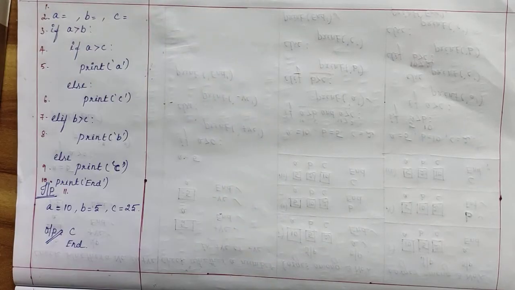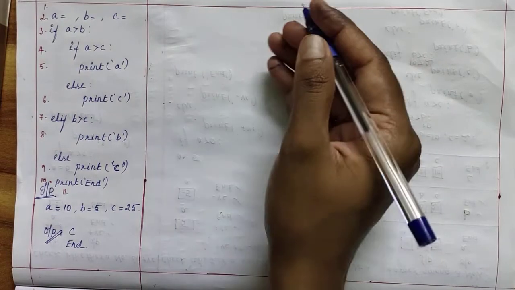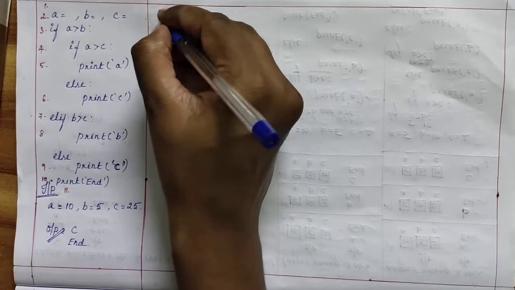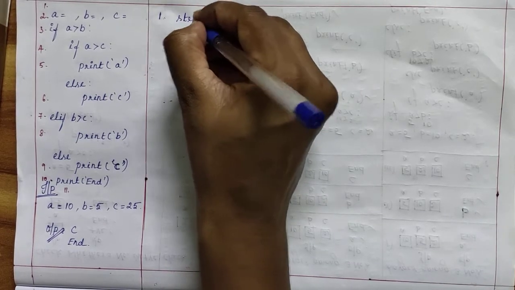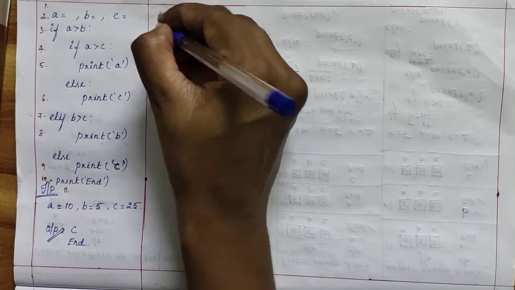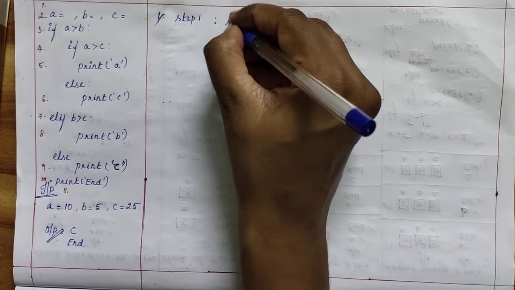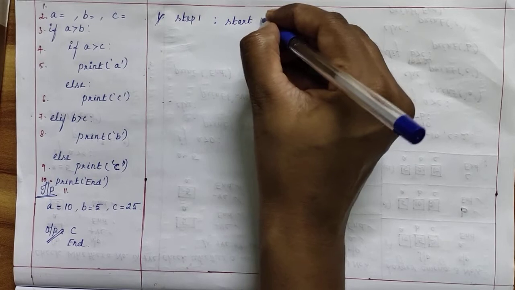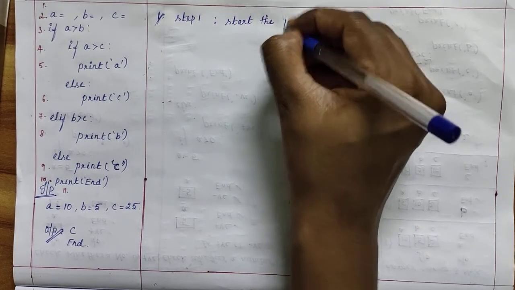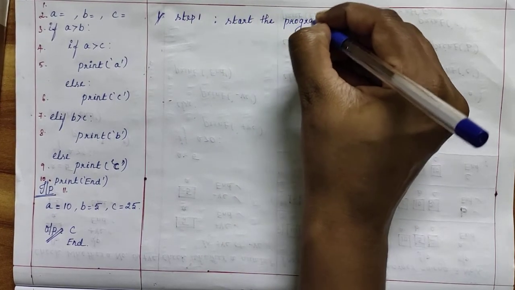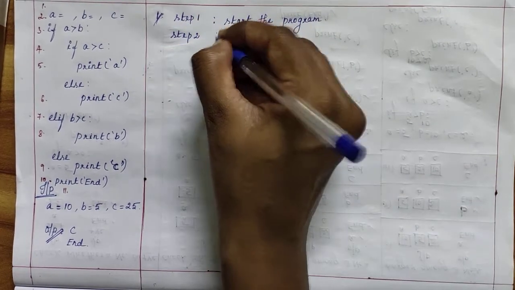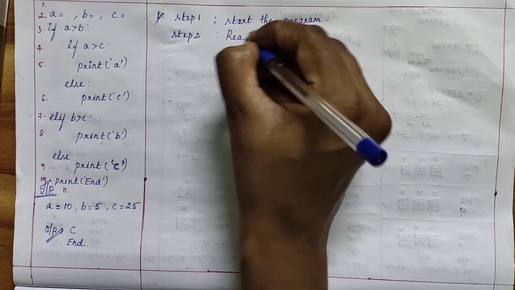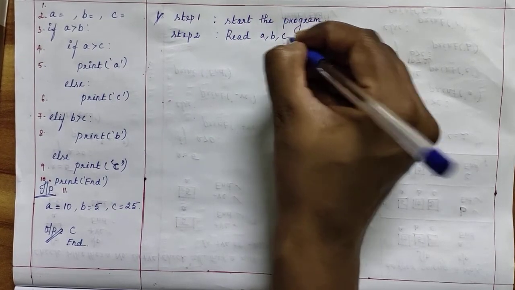Okay, so first I'm going to write the algorithm. Step 1, start the program. And step 2, what is step 2? Read A, B, C.